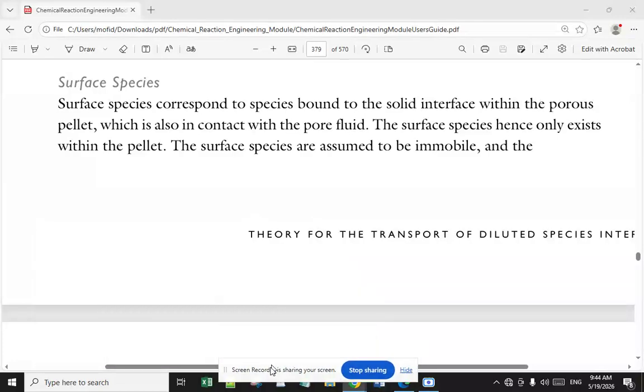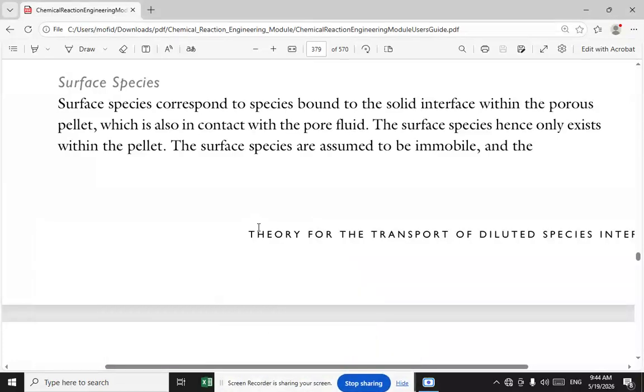In the name of Almighty God, I'm Master Sankoshi, and today I want to talk about surface species in the chemical reaction engineering module in COMSOL Multiphysics simulation software.